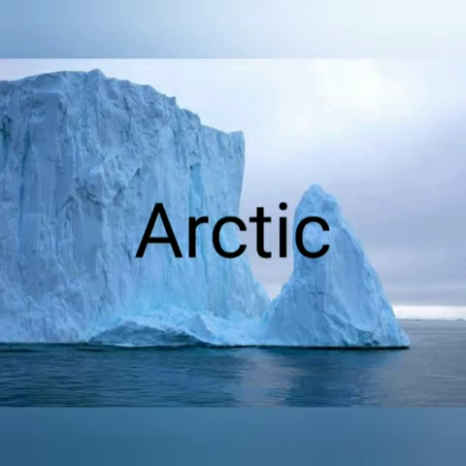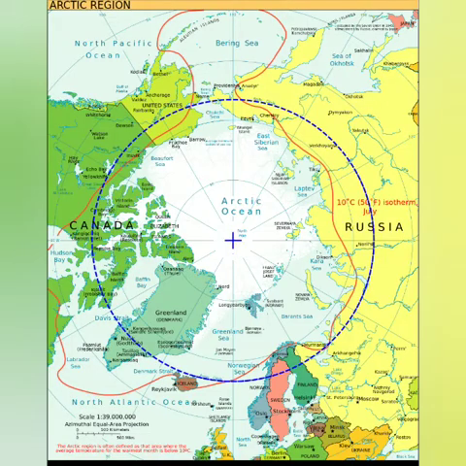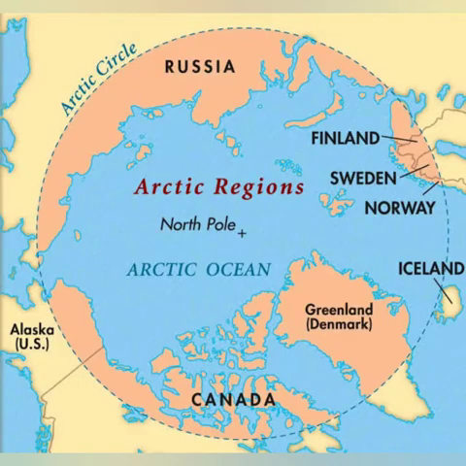Our next word is Arctic. The Arctic is a polar region located at the northern part of the Earth. The Arctic consists of the Arctic Ocean, adjacent seas, parts of Alaska, Finland, Greenland, Iceland, northern Canada, Norway, Russia, and Sweden. That's 8 different countries. What you can see now is the Arctic Circle.